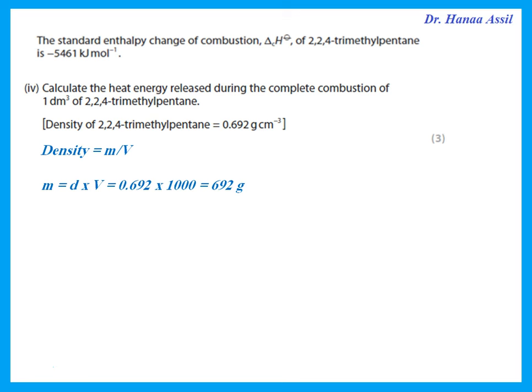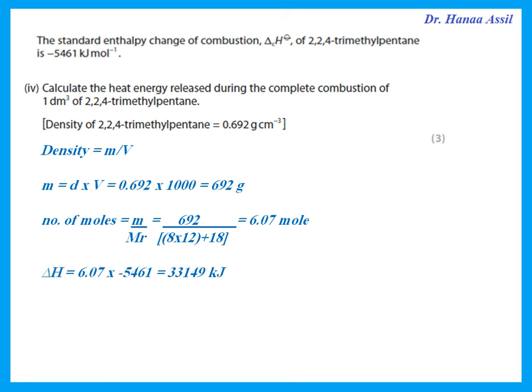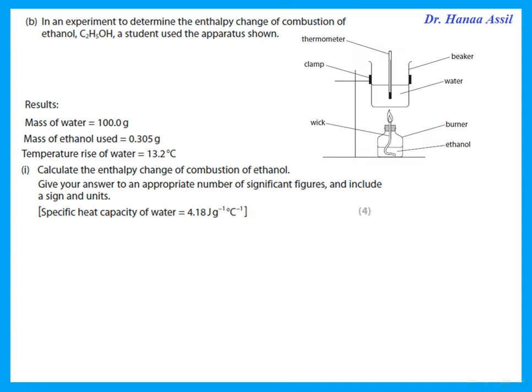Remember that he gives me the density in gram per centimeter cubed. So in this case, I have to change the 1 decimeter cubed to centimeter cubed. So this gives me 692 grams. So that is my mass. I want to get the number of moles. Number of moles is mass over molecular mass. This gives me the number of moles. Now he's telling me that I have a delta H of minus 5461 kilojoule per mole. So I need to multiply that by the number of moles to get the total delta H. So this will give this number in kilojoules.